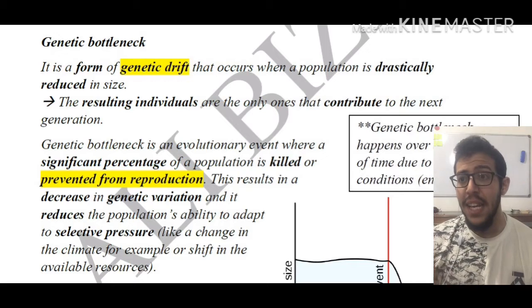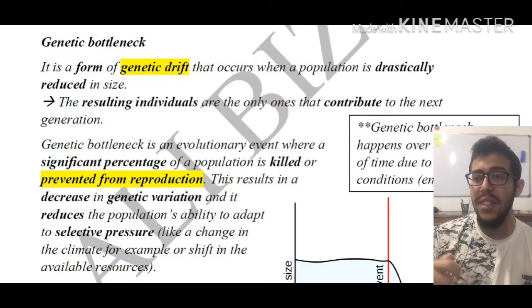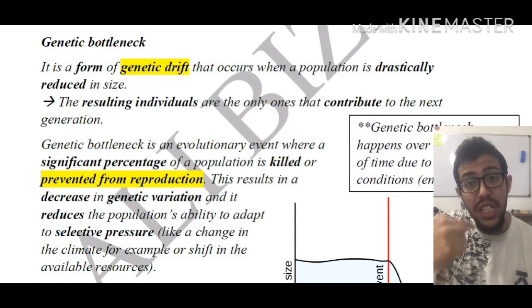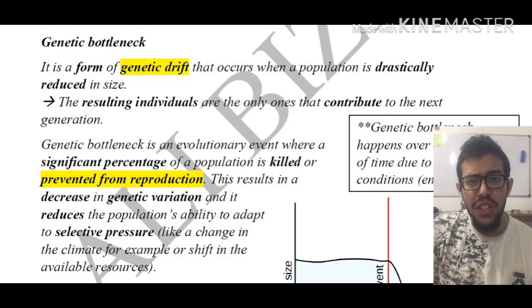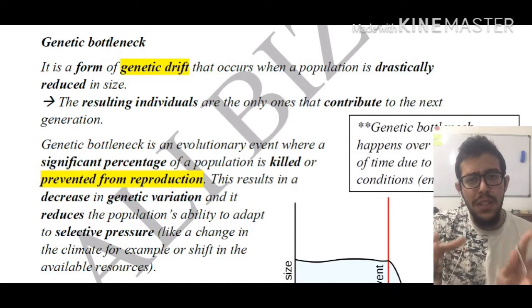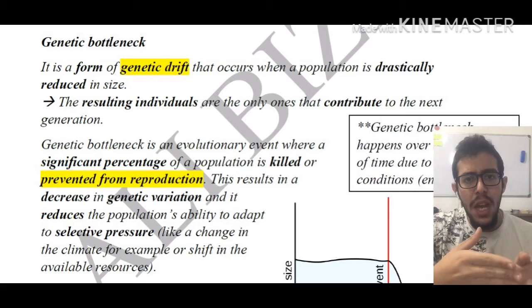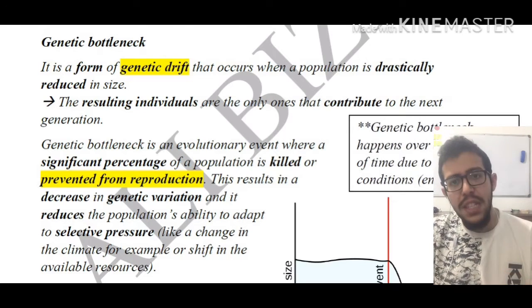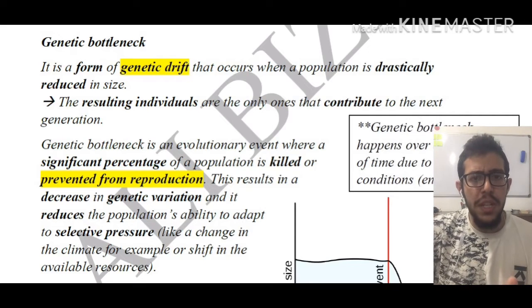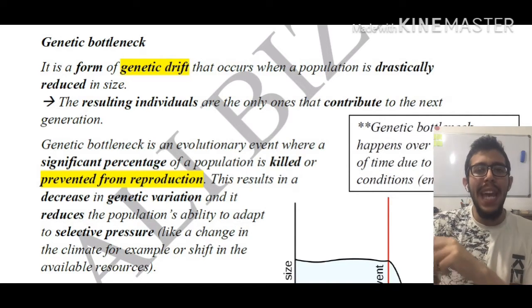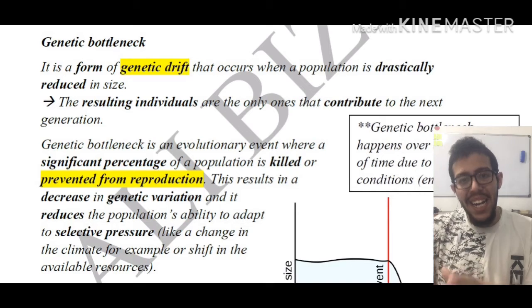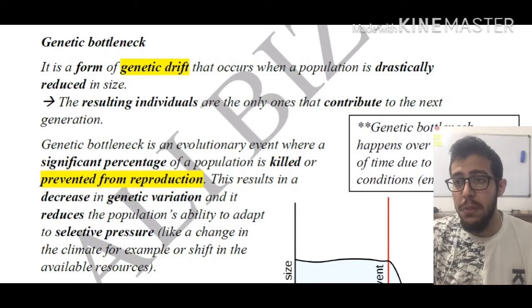Now, genetic bottleneck is a form of genetic drift that occurs when a population is drastically reduced in size. The resulting individuals are the only ones that actually contribute to the next generation. Therefore, only the frequencies or the variations in the genes of these individuals are going to be contributing to the next generation. Therefore, this is going to be annihilating the genetic variation that was present before.